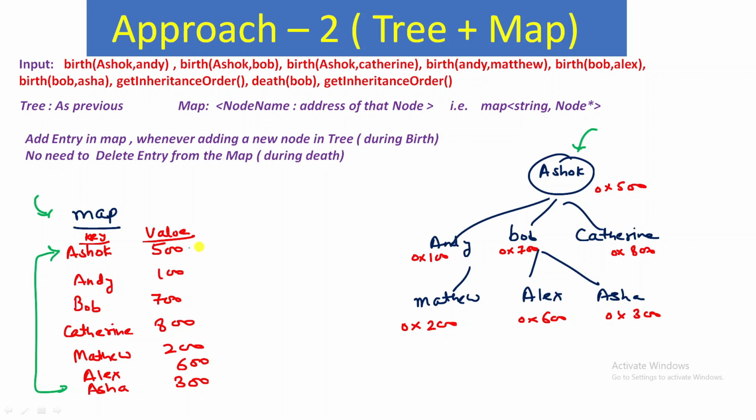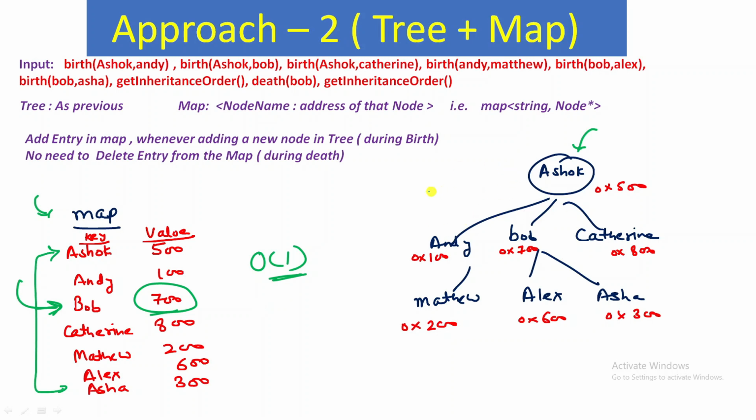For searching, I will be using the map. I will be directly coming to Bob in O(1) time, and I will be getting this 700. Then accordingly I can proceed. So for the birth API, that searching-related work, I have removed. I will be just taking the help of the map, and that time is now reduced to O(1) time.